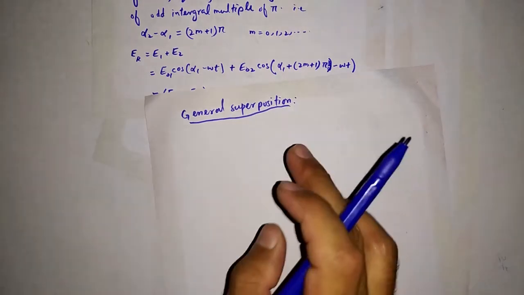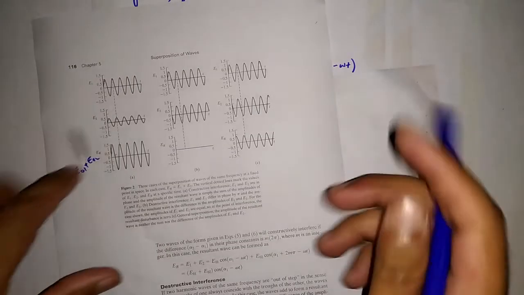Now we are going to discuss two waves which have the same frequency but are neither in step nor out of step, and we have to discuss their superposition. The general case of the superposition of two waves that are neither in step nor out of step is also given in this figure.